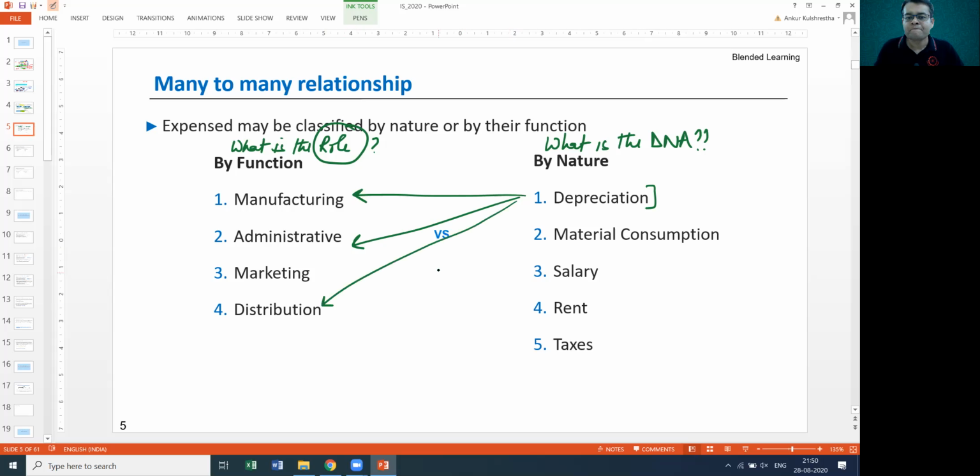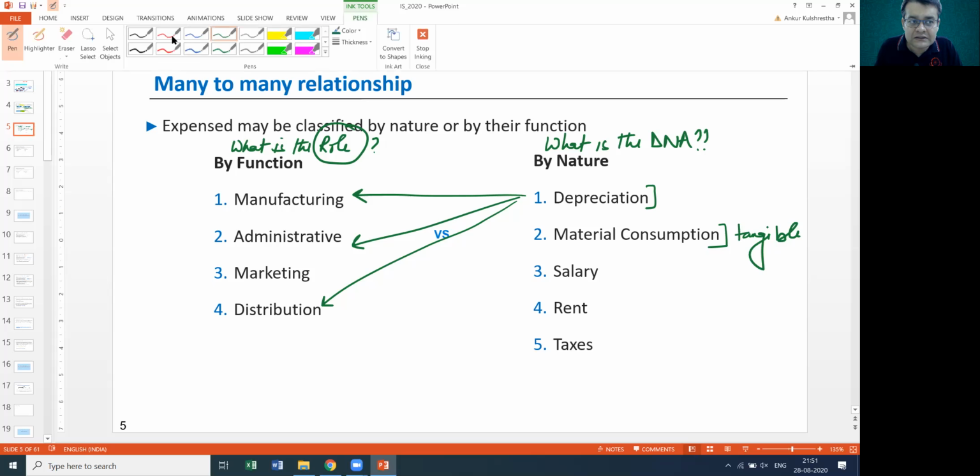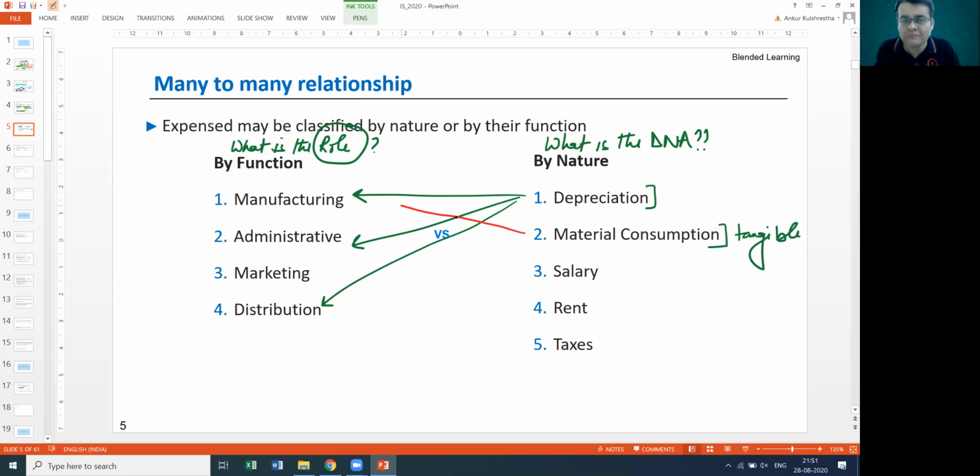Similarly, material consumption is the tangible input to the production. So it might as well be a raw material. It might as well be a sales pamphlet which is lying in the showroom. It might as well be the paper used in the printer in the corporate office. So you see again that material consumption could be manufacturing if it is raw material, could be admin if it is the paper used in the printer for the CEO. It could be marketing if it's the marketing brochures, or it could be something else, for some reason. You might have, let's say, a board outside the warehouse. It could be a distribution function.